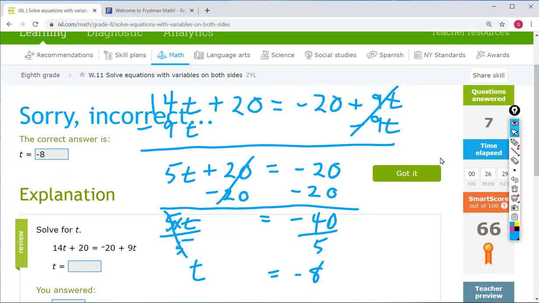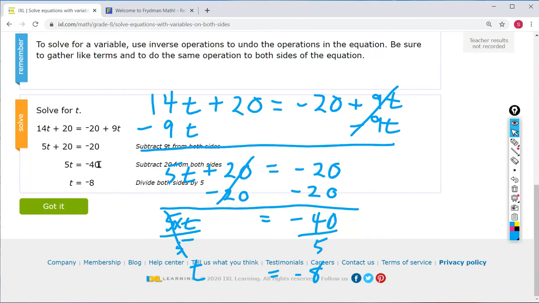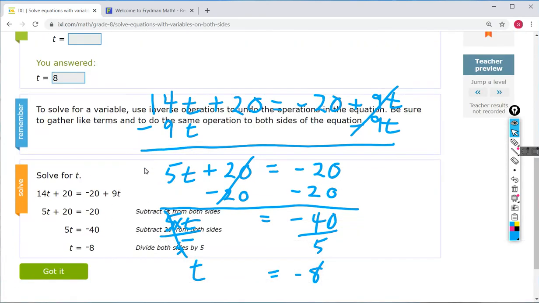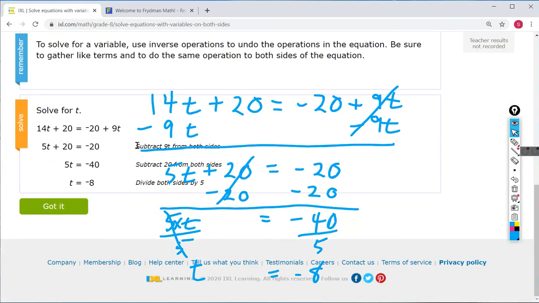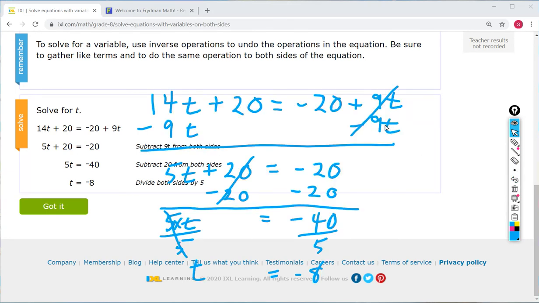Oh, man. Okay. Remember, if you make a mistake, then please look at the explanation. All right. IXL is not going to write the explanation in exactly the same way that I wrote it, but they're just going to say in words what they did. So in other words, to get from here to here, they subtracted 9t from both sides. So that's what I did as my first step over here. I subtracted 9t from both sides. So we're solving it in the same way.